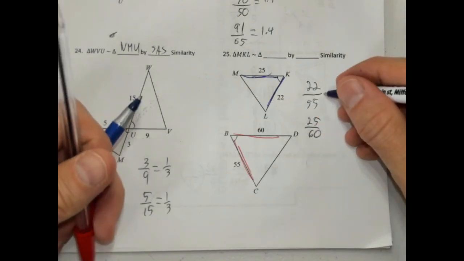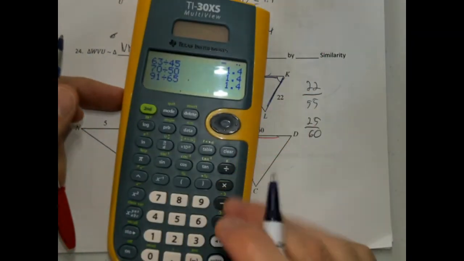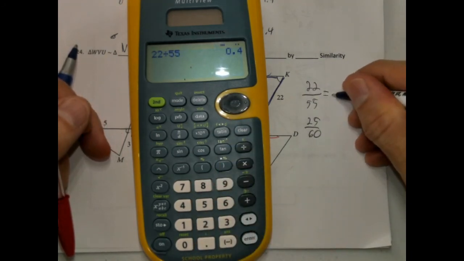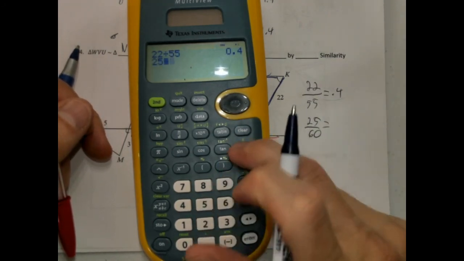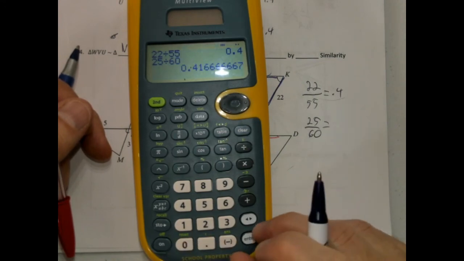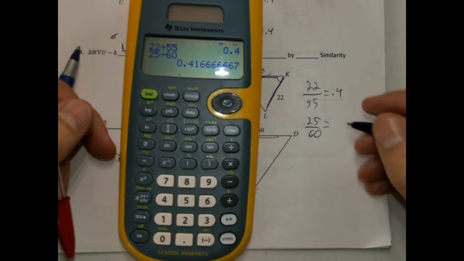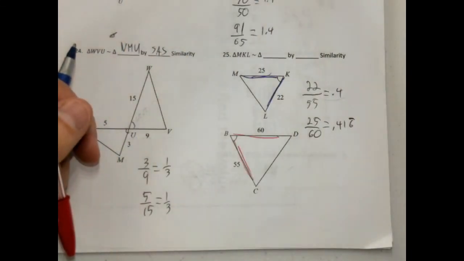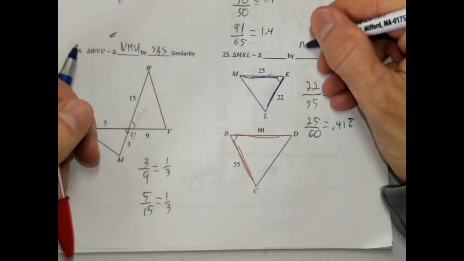Okay. Let's just do this. It's easier. 22 divided by 55. 0.4. 25 divided by 60. Not quite. Not quite. So it's that. All right. So no, not similar.